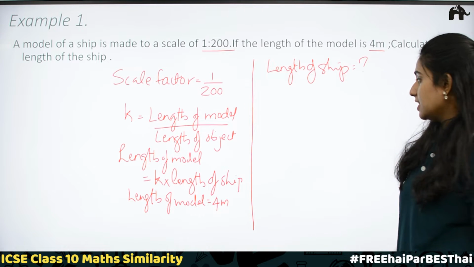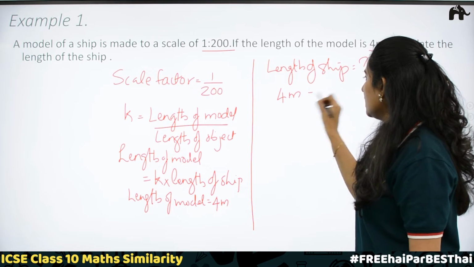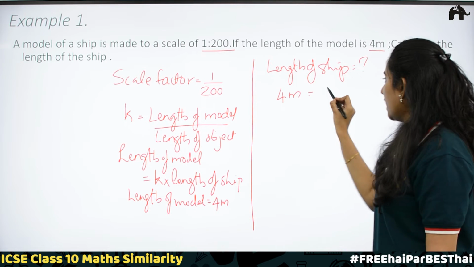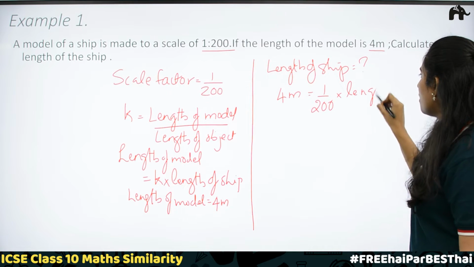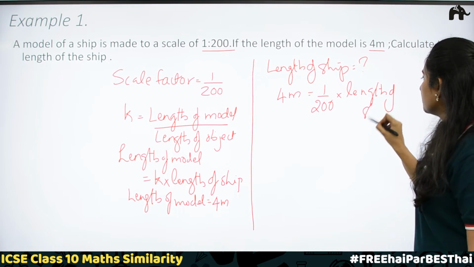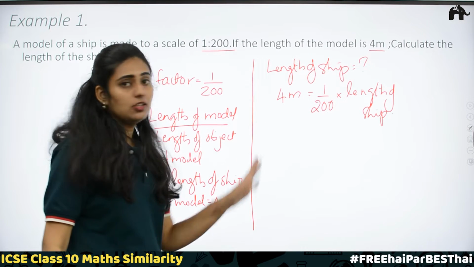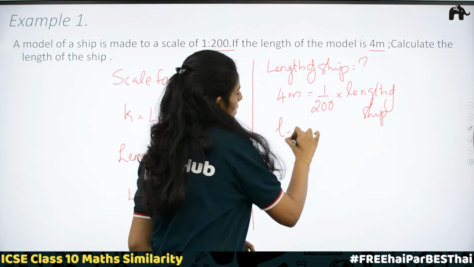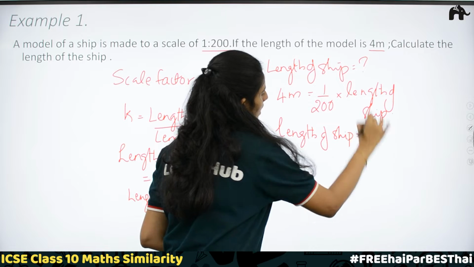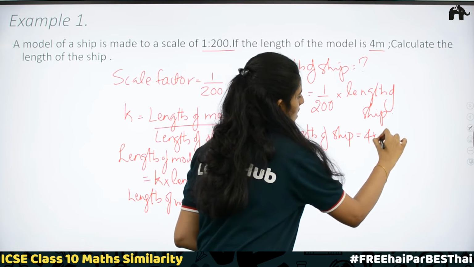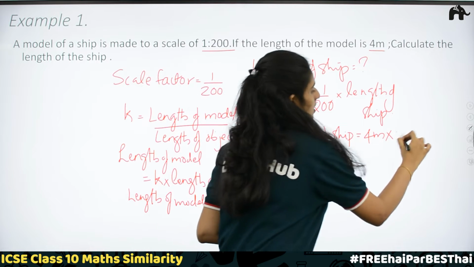How to find the length of ship? We have length of model 4 meters is equal to K. K is 1/200. 1/200 into the length of ship. Okay, 4 meters is equal to 1/200 into length of ship. Then length of ship is equal to 4 meters into 200, as 200 is taken to the opposite side.